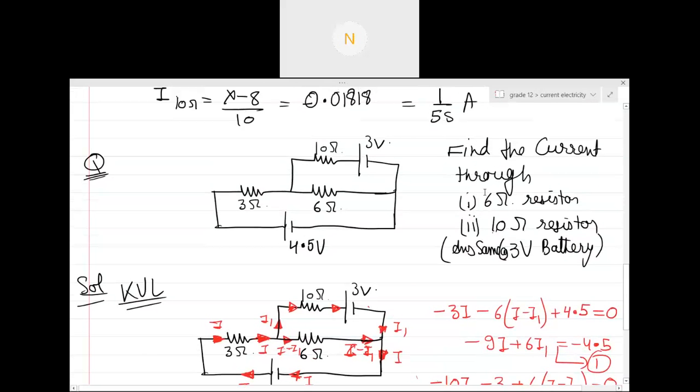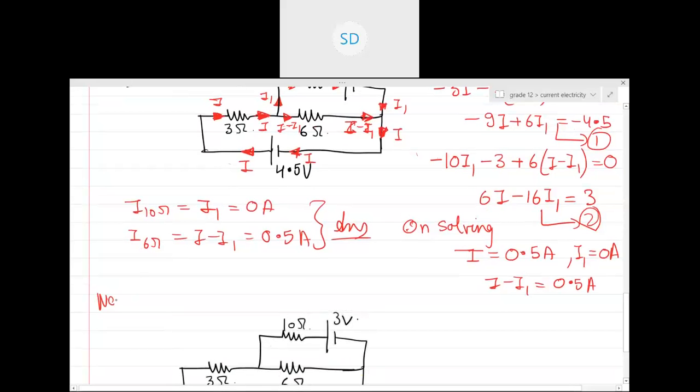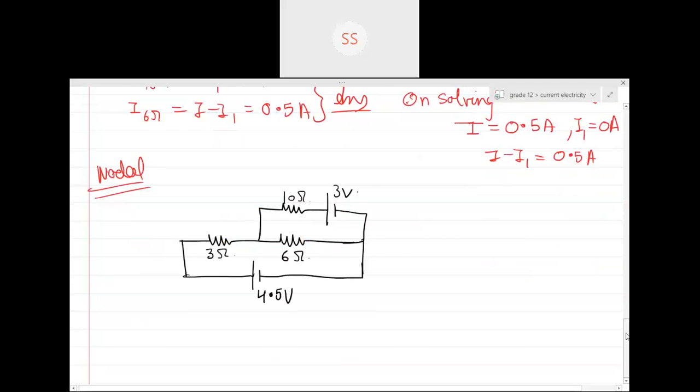Now, using nodal. So why isn't it flowing through the 10 ohm resistor? Because the potential is equal and opposite. Yes or no? Can you see four joints? Every element has come in between.